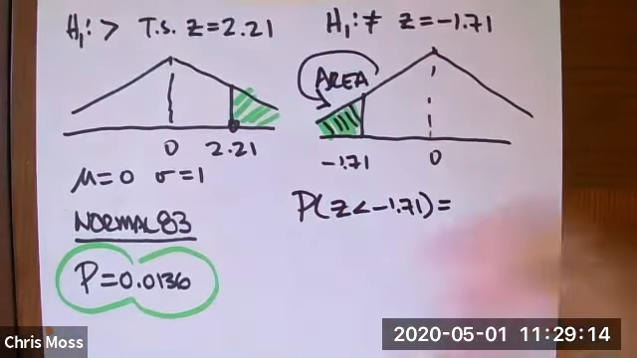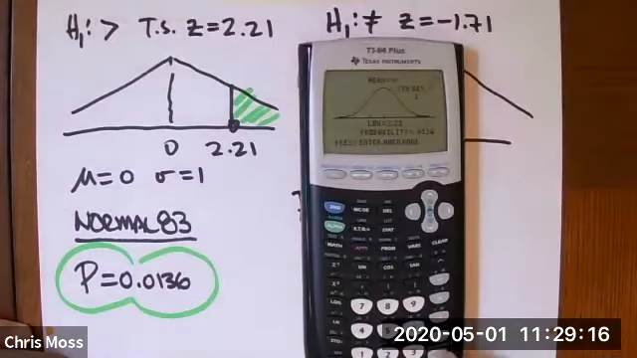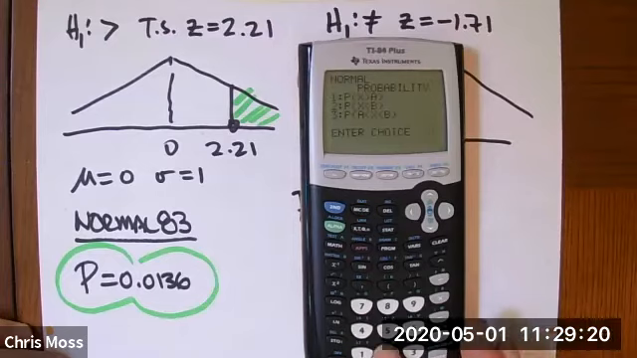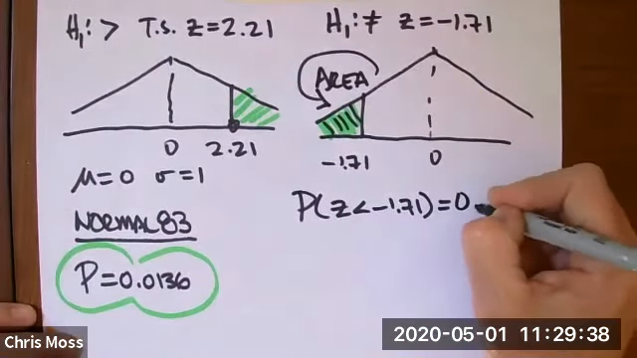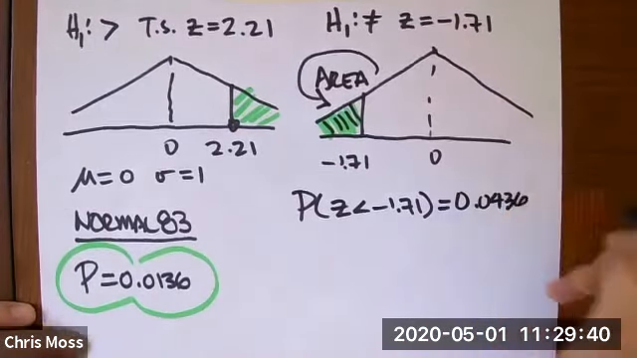So, my calculator. This is option number 2. Mean of 0, standard deviation of 1, negative 1.71. So I get 0.0436.